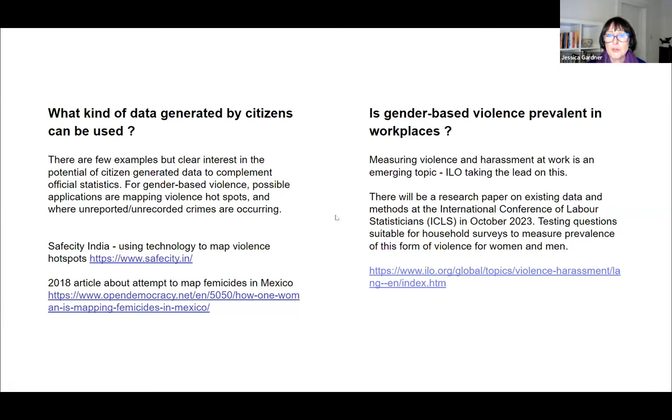Another question that was posed is whether gender-based violence is prevalent in workplaces. I think the answer to that is yes, it is an issue in workplaces. But measuring that is a relatively new area where we don't have international standards yet. The ILO is taking the lead on that. There's a convention, 190, that countries are signing up to eliminate violence and harassment in the workplace. Alongside that, the Department of Statistics at the ILO is looking into how countries have been doing this and what might be some international standards for measuring the experiences that men and women have in the workplace around violence. So another area to watch.